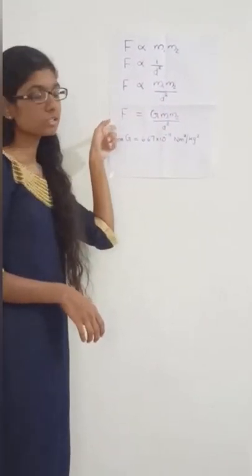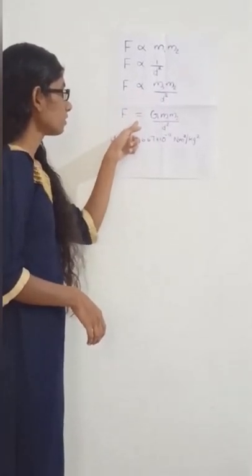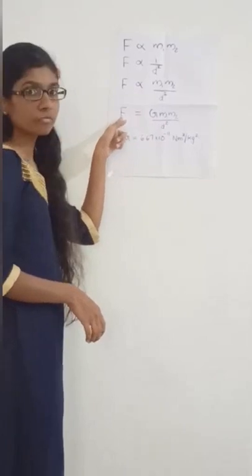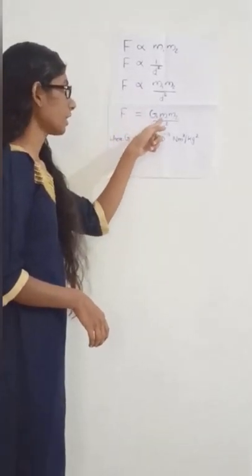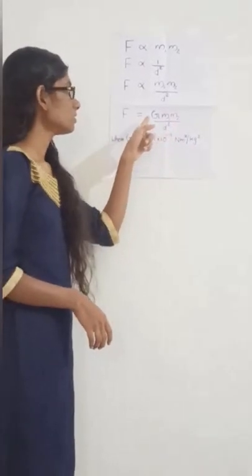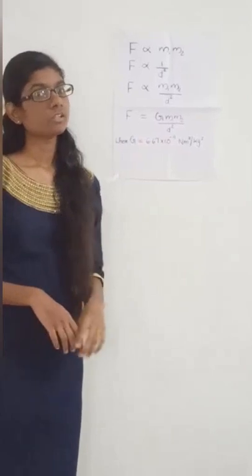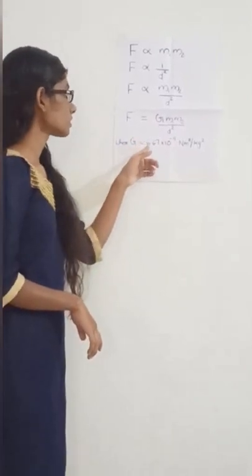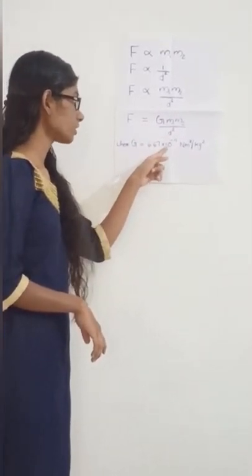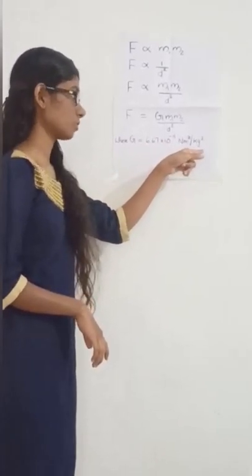Then in the next step, we change this proportionality sign. So F is equal to G m1 m2 by d square. G is known as gravitational constant. The value of G is 6.67 into 10 raised to minus 11 Newton meter square per kilogram square.